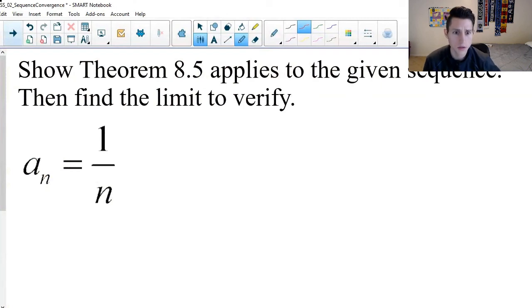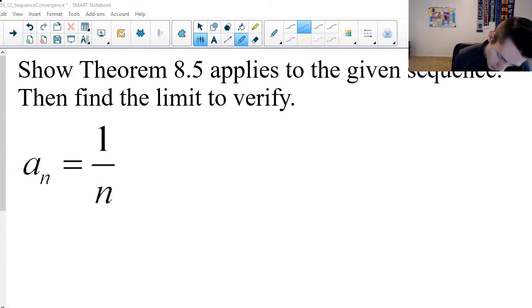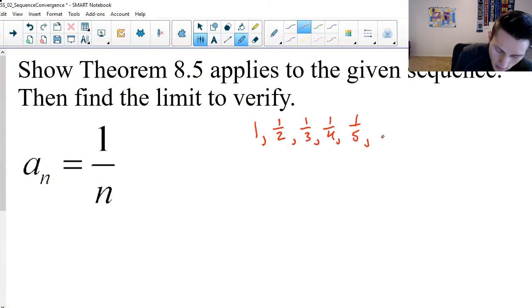Okay, so I think our last thing: show Theorem 8.5 applies to the given sequence, then find the limit to verify. Pretty straightforward example. First think about what the sequence would actually look like. A1, if I plug in 1, I get 1. I plug in 2, I get 1/2. 3, 1/3, 1/4, 1/5, etc.